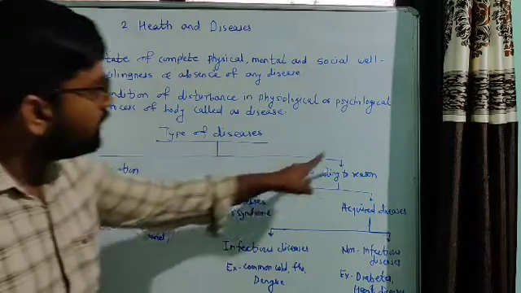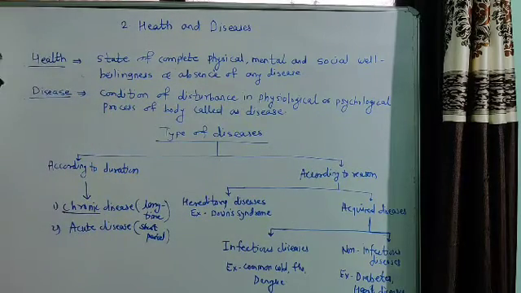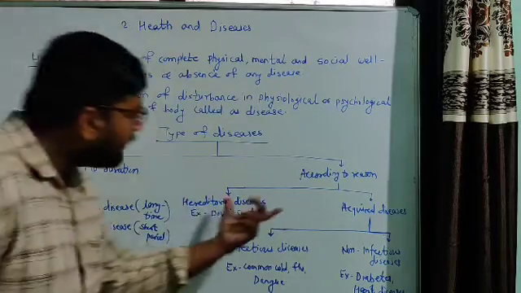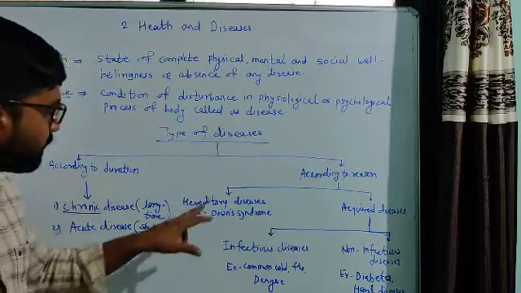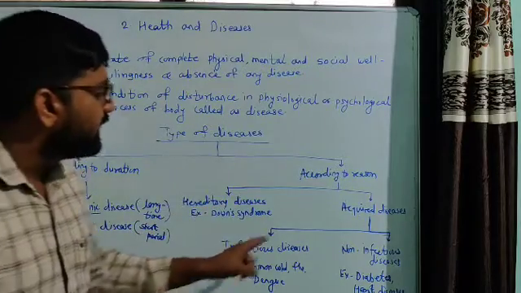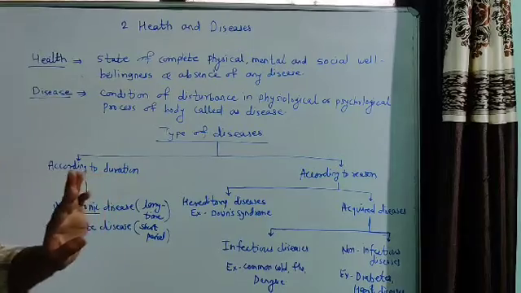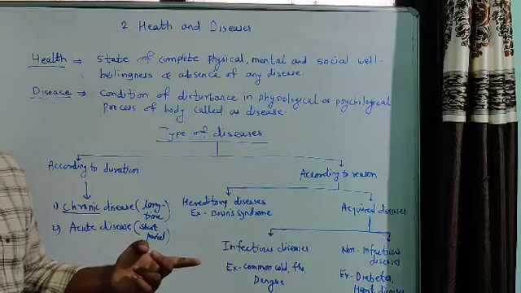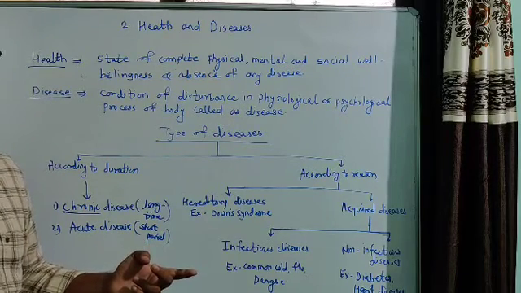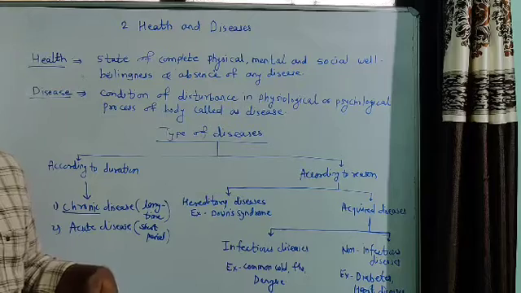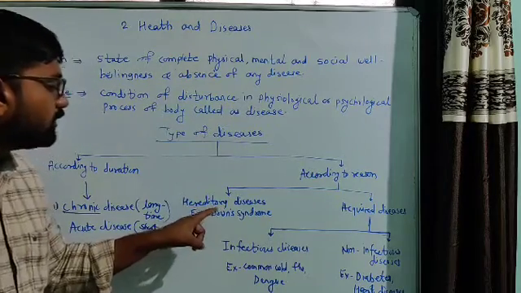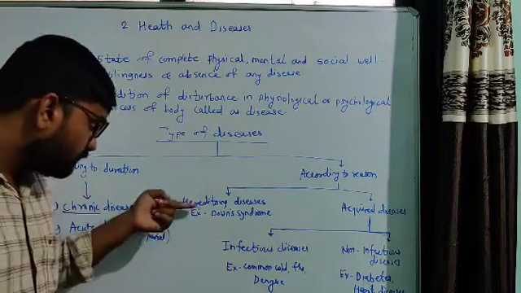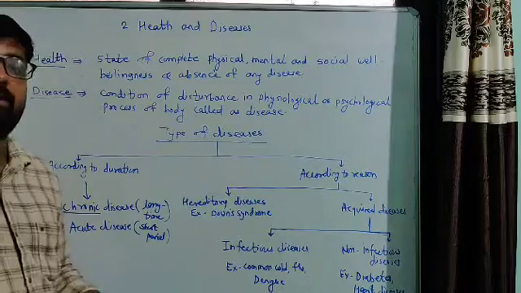Now look at according to the reason. What is the reason of disease? According to that, they are again divided into two parts: hereditary diseases and acquired diseases. Now look at hereditary diseases. Heredity means what? The characters which are passed from our parents into our body. Hereditary means we have heredity, due to some problems present in our parents' body.